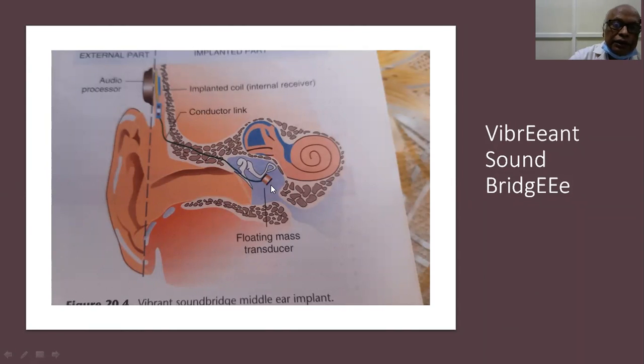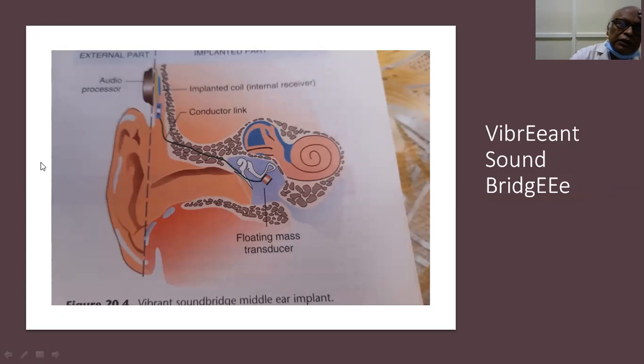and there is what is known as FMT, that is floating mass transducer, which is attached to the incus. So the audio processor is an external component which they use over the skin. There is a magnetic relation between the external component and the implanted internal component.